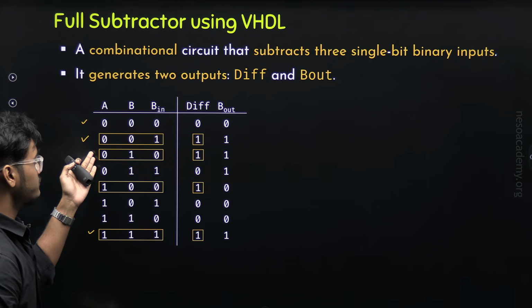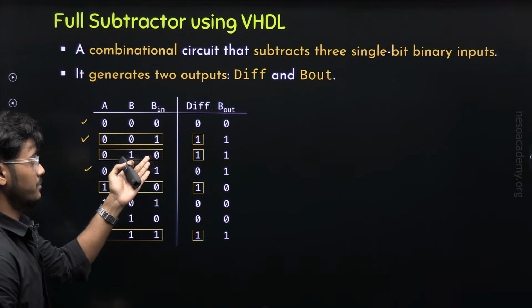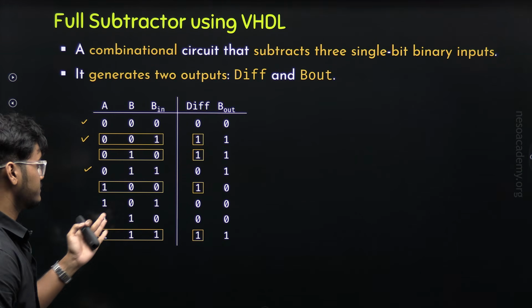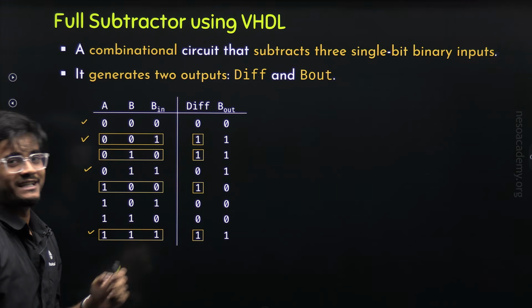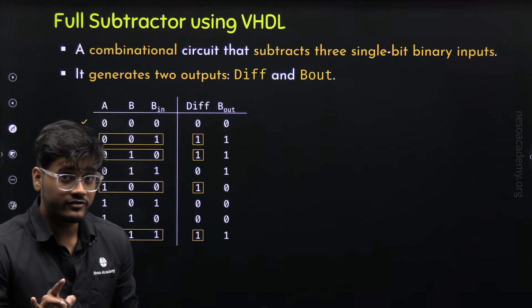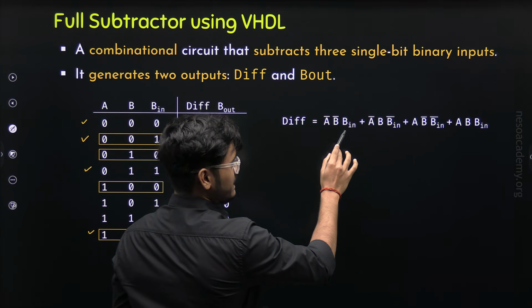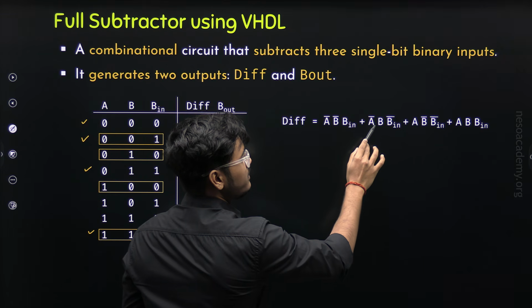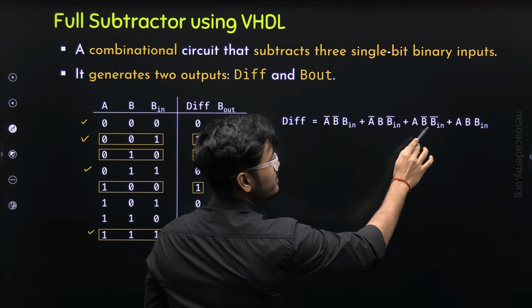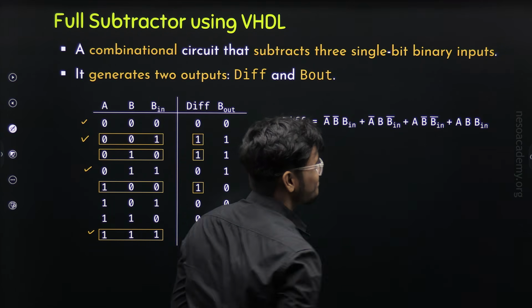Similarly, the minterms for the remaining combinations are A complement, B, B in complement; A, B complement, B in complement; A, B, B in. And therefore, the expression for the output difference will be A complement, B complement, B in, or A complement, B, B in complement, or A, B complement, B in complement, or A, B, B in.